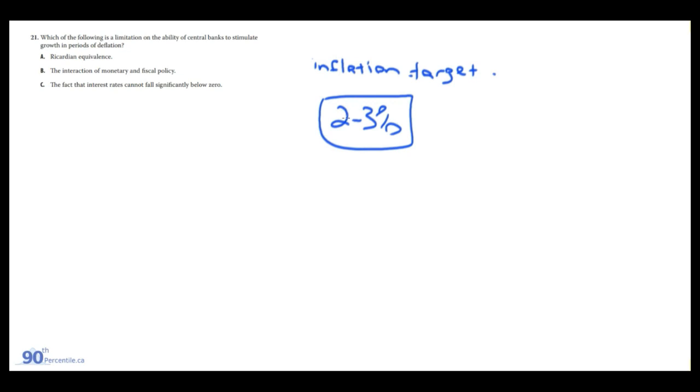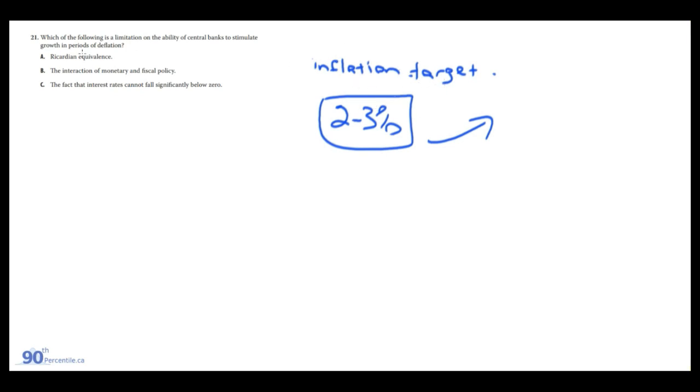Which of the following is a limitation on the ability of central banks to stimulate growth in periods of deflation? So, taking a step back, central banks will typically set an inflation target, and they use their monetary policy tools that we talked about to manage around this inflation target, right? And typically it's, depending on the central bank, like 2 or 3%. And their belief is that this sort of inflation range is indicative of a healthy economy that's growing steadily, but not too crazy where inflation is like 10, 15, 20, 30%.